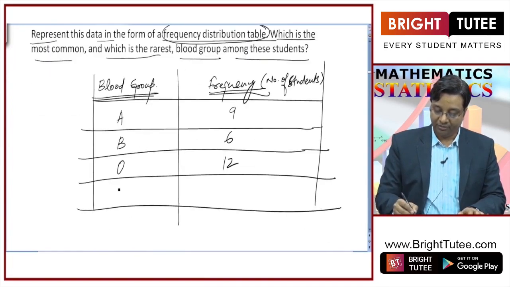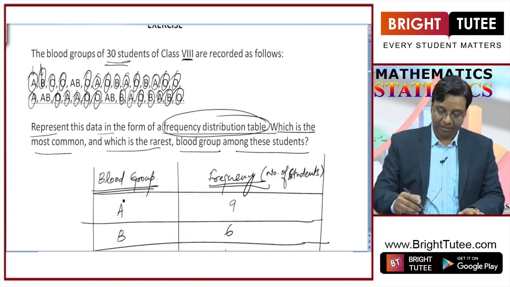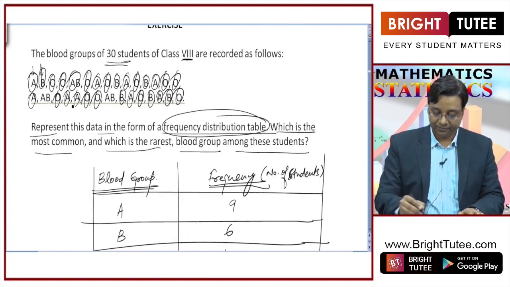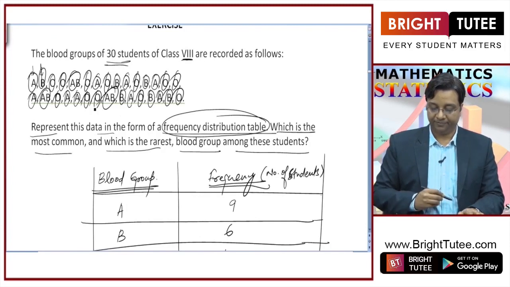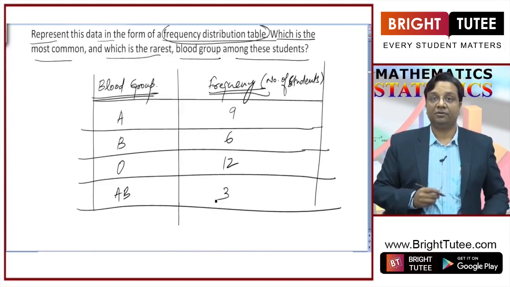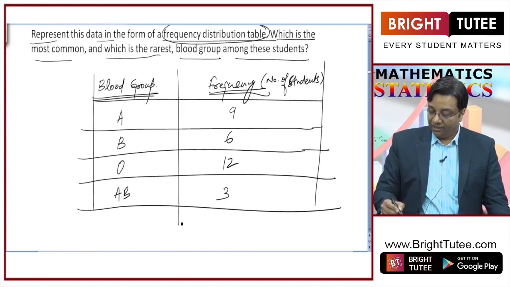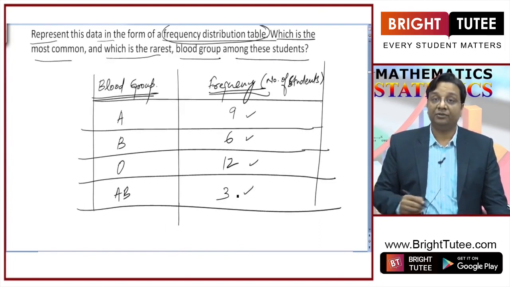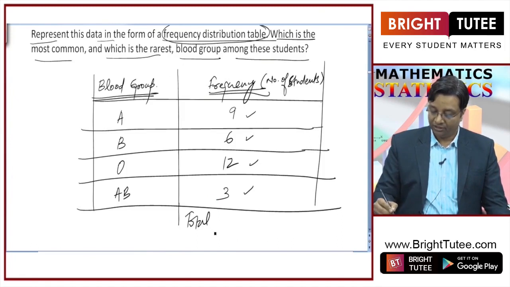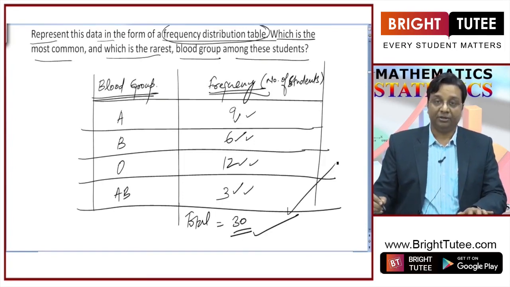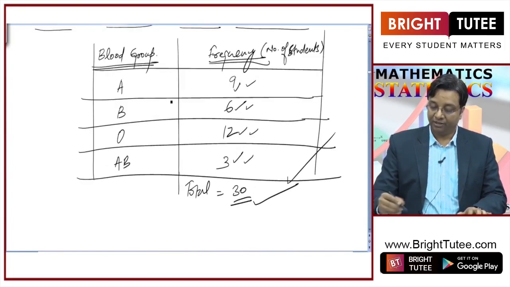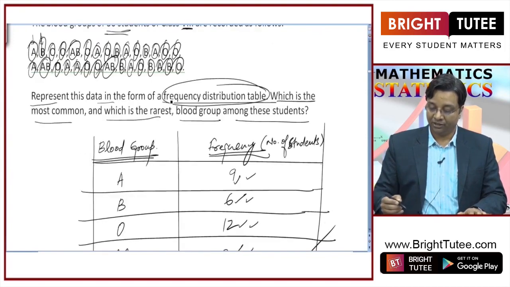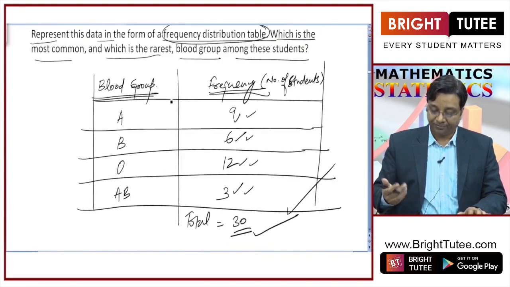And what is the next blood group? AB. How many students? 1, 2, 3. So there are 3 students who have got blood group AB. If you add these frequencies, it will give you total number of students. Total number of students. 12 plus 3 is 15, plus 6, 21, 21 plus 9 is 30. So yes, this is correct table. Okay, so we have written the blood groups of 30 students in terms of this frequency distribution table.